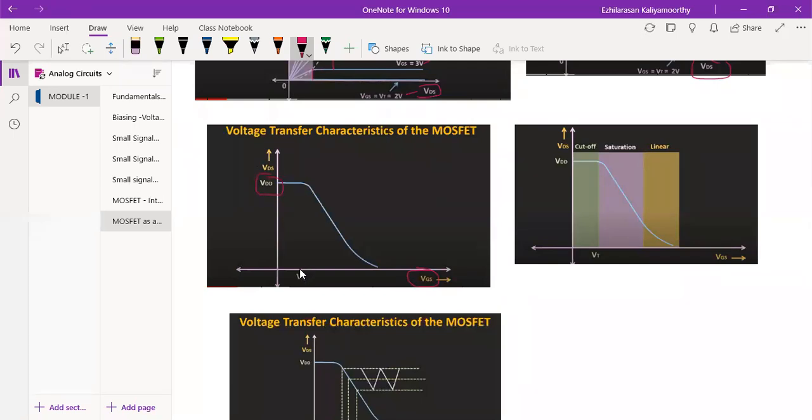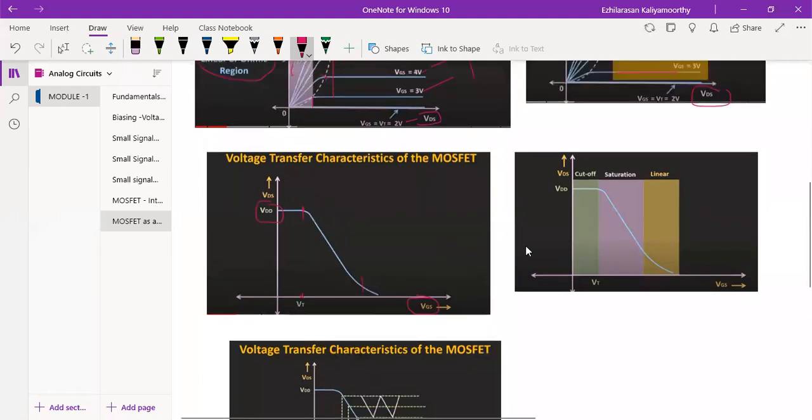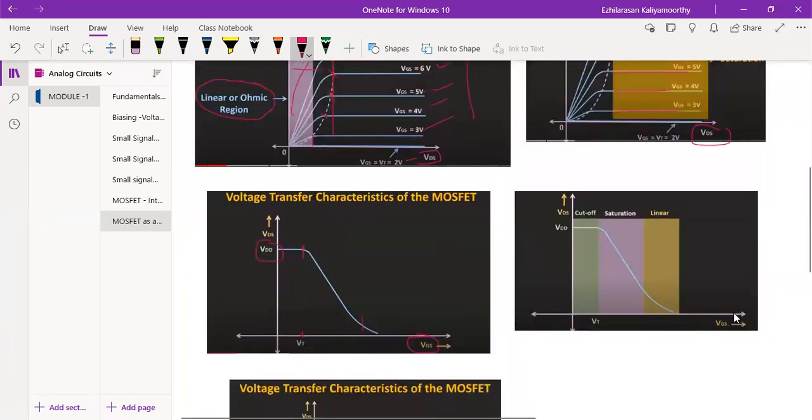See, up to the threshold voltage, this is the threshold voltage. So then what will happen? Up to the threshold voltage, the VDS will be your VDD only. After that, you will get this portion. See, one more transfer curve I'm showing here: VGS, then this will be VDS.